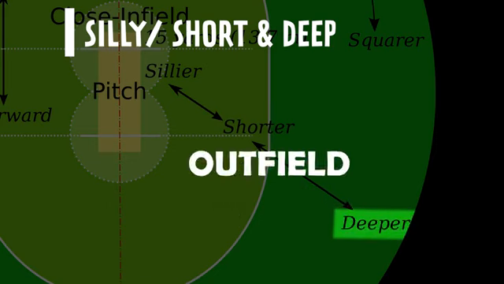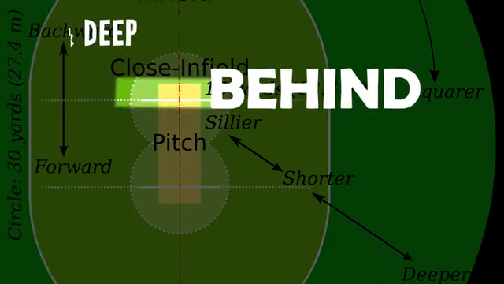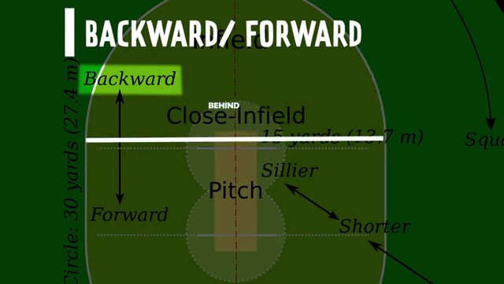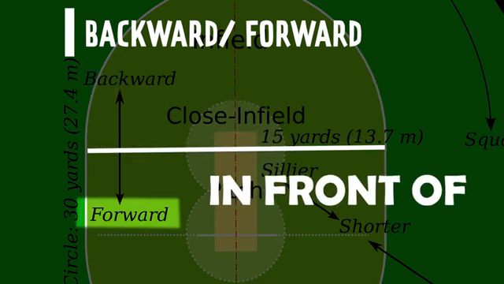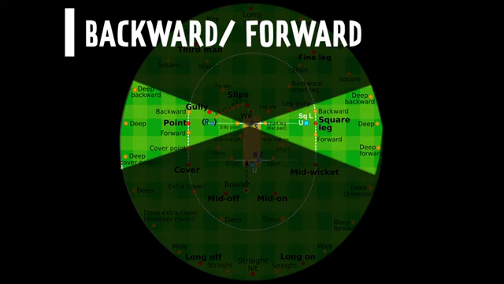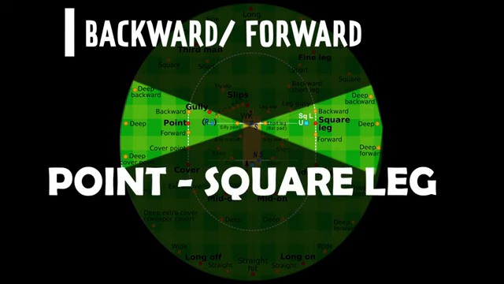Deep word is used for the fielders at the boundary line. Backward is used for fielders behind the batsman's crease, and forward for fielders in front of the crease. These words are used only in point and square leg regions.